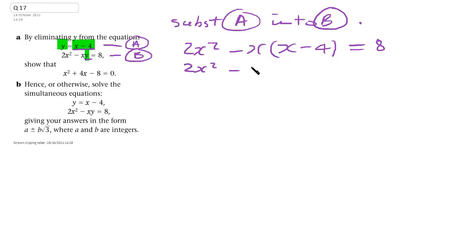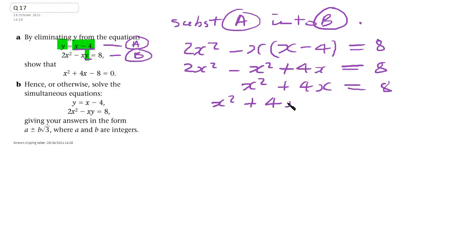x times x is x squared. Minus x times minus 4 gives us plus 4x. Always be careful with signs when multiplying out brackets. Alright, 2x squared minus x squared is just x squared, plus 4x equals 8. Now if we take this to the other side, we will get x squared plus 4x minus 8 from both sides, we end up with minus 8 equals 0. Which is what we wanted.